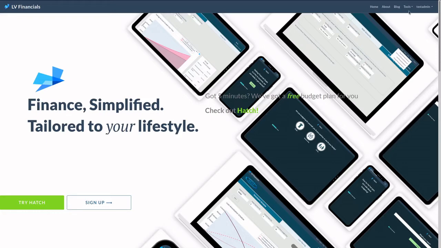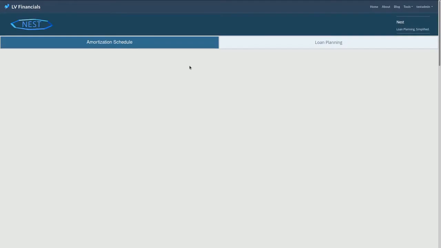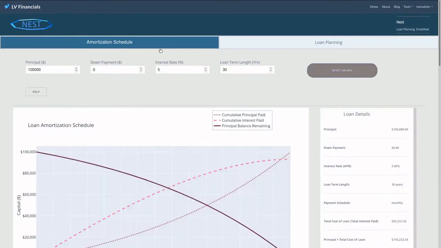Go to the Tools drop-down in the top right and go to the Loan Planning dashboard. Go to the Amortization Schedule tab. For this example, we're going to leave everything as the defaults that you see here.